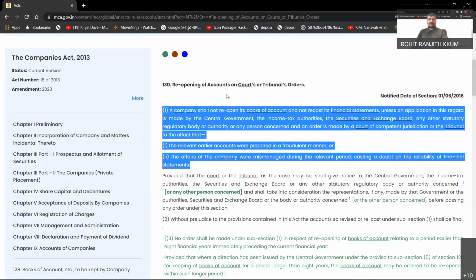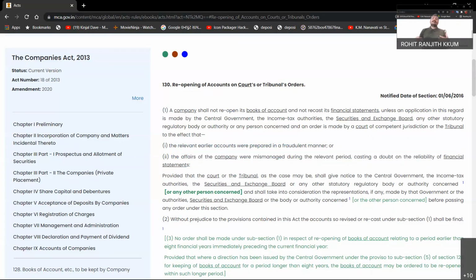So, according to section 130, no company or authority can directly compel the company to revise its books of accounts. Not allowed. Apply to the court, apply to the tribunal, and if there is approval, then and only then you can go with that. Okay, till this, subsection 1, is it clear? Hello? Okay, now let's go with the proviso.